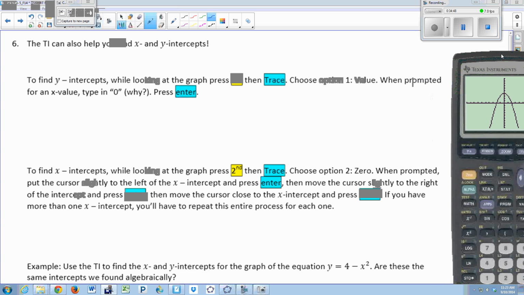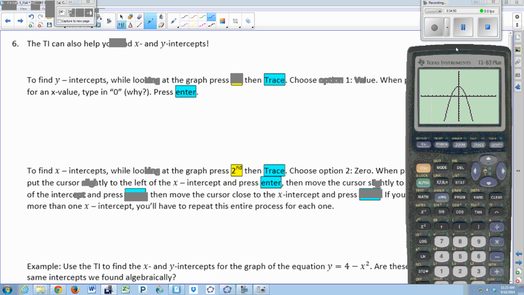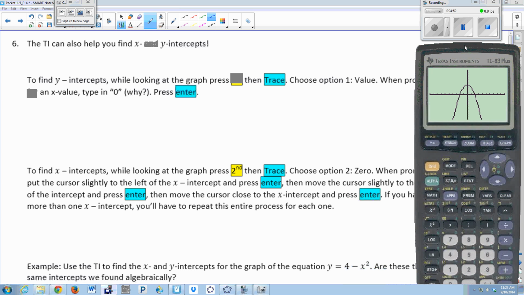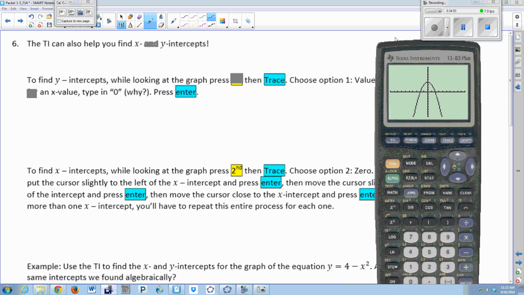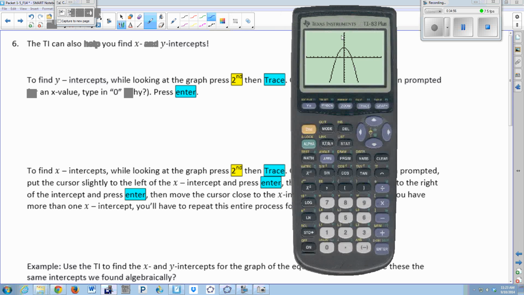There's a fast way. When prompted, put the cursor slightly to the left and then press enter, and then slightly to the right and then enter again. So, all right, let's do this. Second trace, go down to 0, and let's put the cursor slightly to the left. All right, here we go. We're slightly to the left, hit enter, slightly to the right, hit enter again, and there's your 0, your x-intercept.